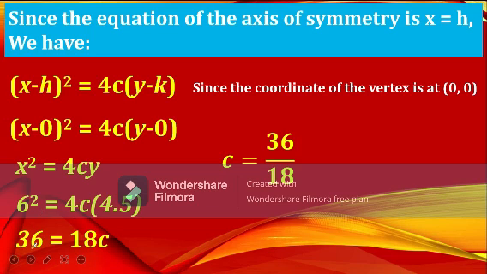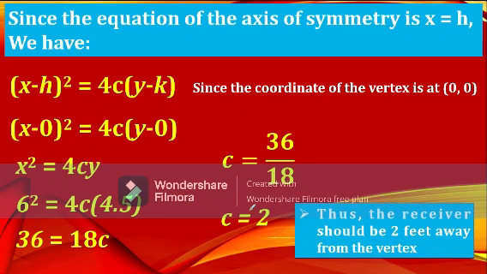Then 6 squared is 36 because we are given also the point 6. You have 36. Then 4c is equal to 4.5, so 4 times 4.5 is 18c. C is 36 over 18. Then c is equal to 2. Okay. Thus, the receiver should be 2 feet away from the vertex. So this is as simple as that.